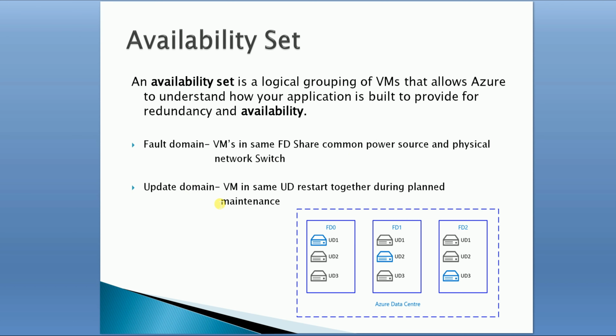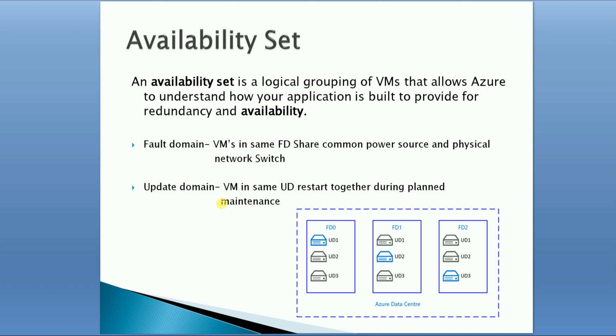Then what is an update domain? Generally we get patches and updates for our servers. By having these patches and updates, VMs in the same update domain restart together during the planned maintenance. As you can see, update domain 1 is being shared between 3 fault domains. When updates get installed, all these 3 VMs in update domain 1, across the 3 fault domains, will be restarted together. Once that is done, it will come to update domain 2 accordingly.